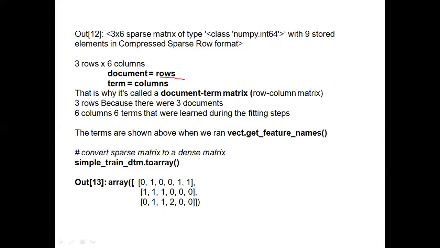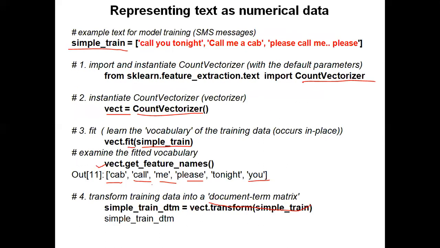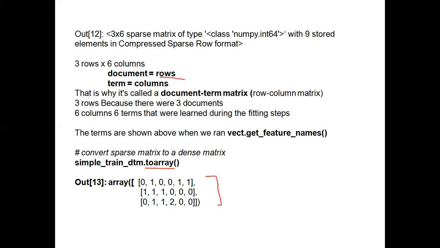Then with the help of the toArray function, you can display this matrix in the dense matrix format. So simple_train_DTM.toArray() will display this result, where you can observe that every document is represented in terms of its words and their term frequency. In the first document, this one represents the word "call", which is occurring one time.